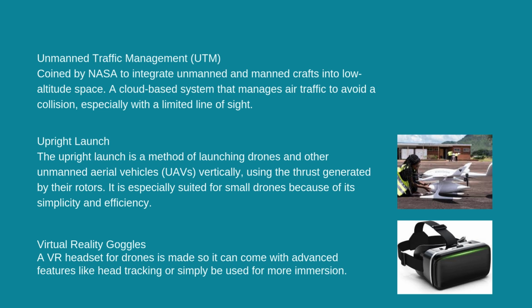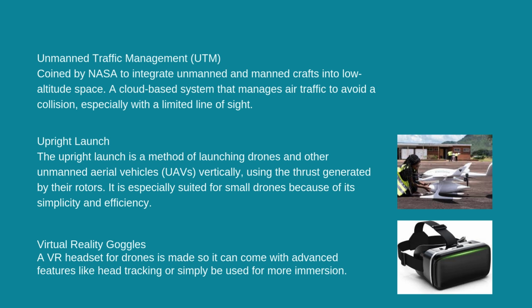of sight. Upright Launch. The upright launch is a method of launching drones and other unmanned aerial vehicles, UAVs, vertically, using the thrust generated by their rotors. It is especially suited for small drones because of its simplicity and efficiency.